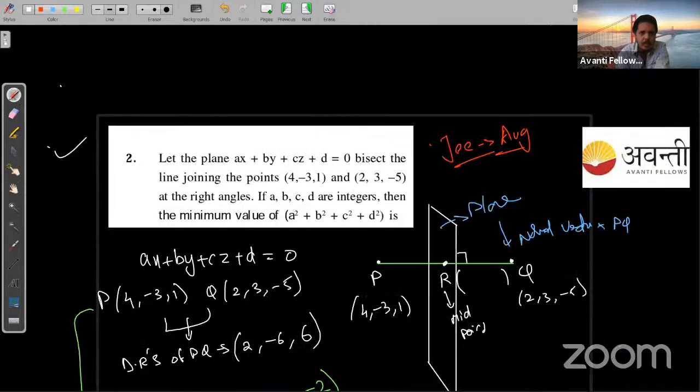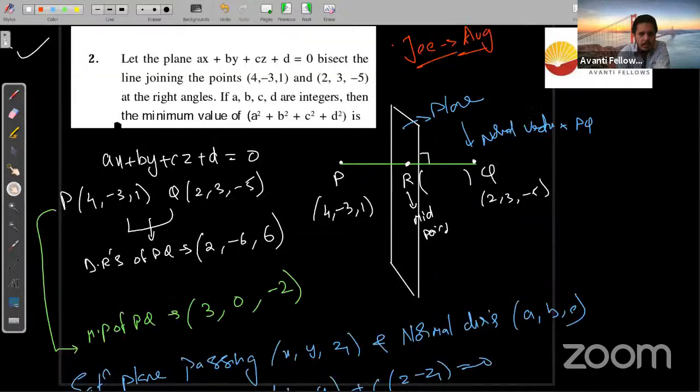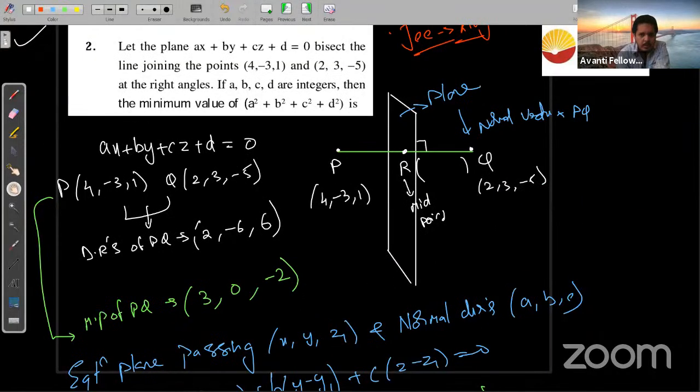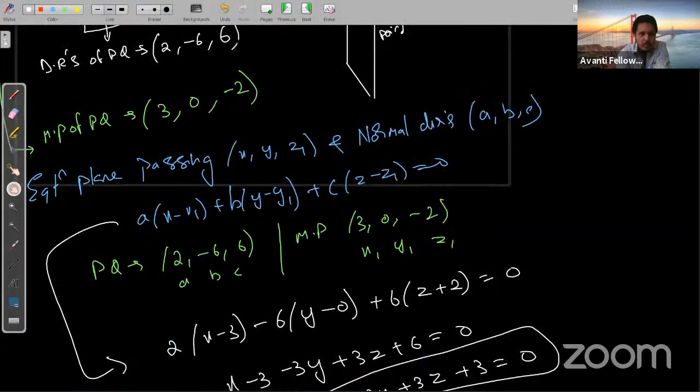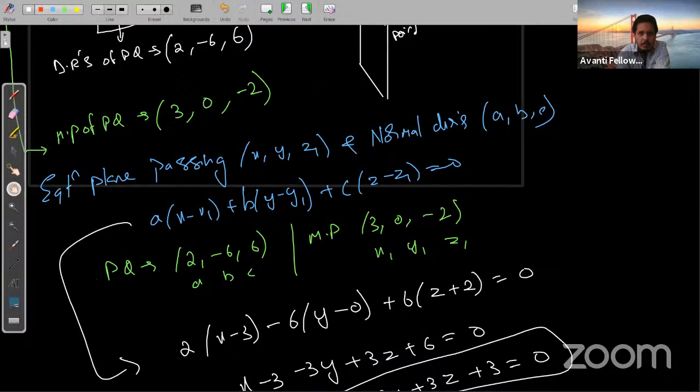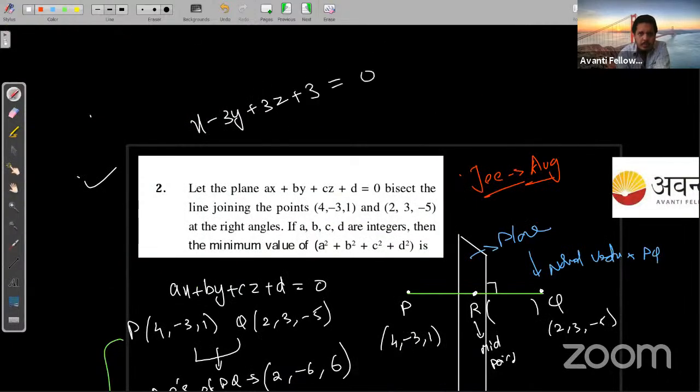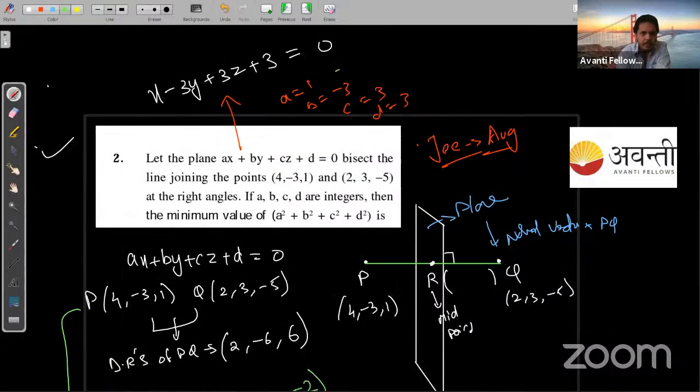So let me write it again. x minus 3y plus 3z plus 3 is equal to 0. So if you compare this with our plane ax plus by plus cz plus d, what is the value of a? a is equal to 1, b is equal to minus 3, c is equal to 3, d is equal to 3. Okay. So now what is it asking, guys? It is asking the value of a square plus b square plus c square plus d square. How much is it? 1 plus 9 plus 9 plus 9. So 28 will be your answer.